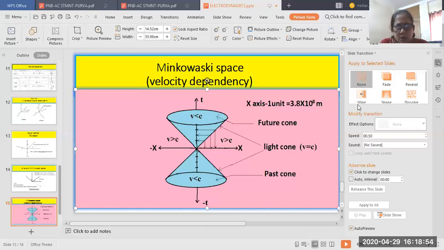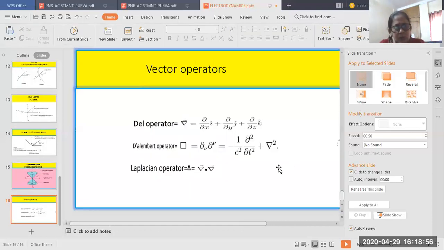Coming to the next set, that is the representation. What are the different operators you are using? That is given here. Often in three-dimensional calculus, I am using the del operator. Just now I talked about it. What is that? i ∂/∂x, j ∂/∂y, k ∂/∂z it is. In one dimension, only one part. In two dimensions, only two parts.